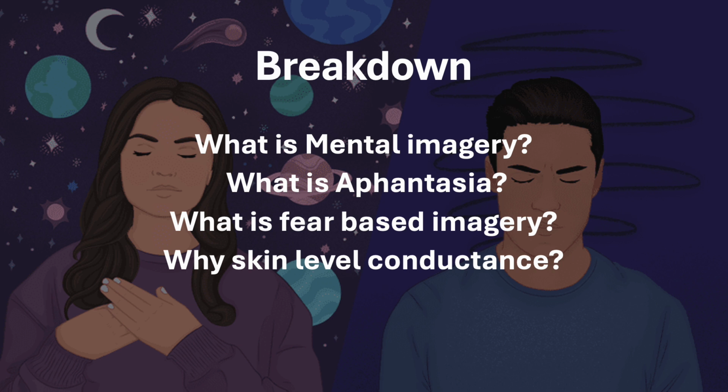And then fear-based imagery in this study refers to the act of reading a frightening scenario and imagining it in your mind, so creating that mental representation. Then why use skin conductance level? Skin conductance is a measure of electrical conductivity in your skin. When you get aroused, for example, or when the autonomic nervous system is aroused, that level will increase. So in this scenario, if you read something frightening and then you imagine that frightening stimulus, you'll have a larger physiological arousal.